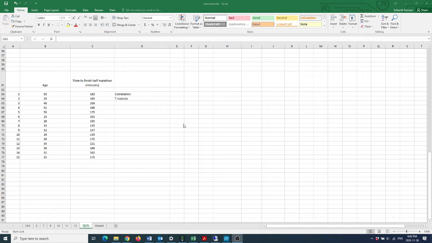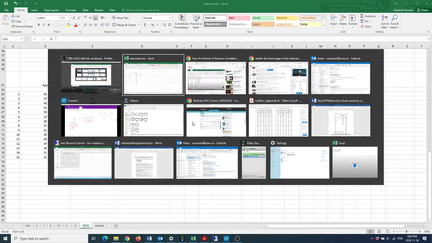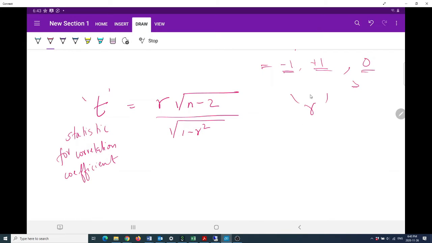Hey guys, in this video we'll be talking more about the correlation coefficient and the coefficient of determination, also known as R squared. The correlation coefficient in your textbook is typically represented by the letter R. That is how it is represented in statistics. And the t statistic associated with the correlation coefficient is given by R multiplied by the square root of n minus 2, divided by 1 minus R squared.